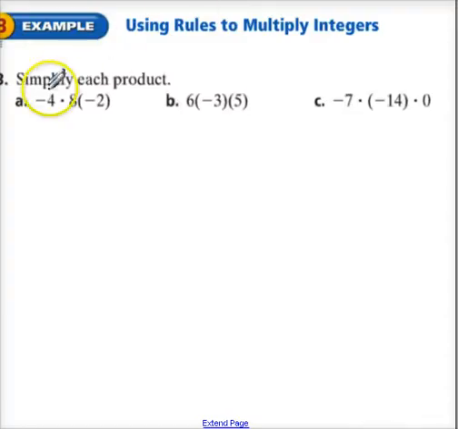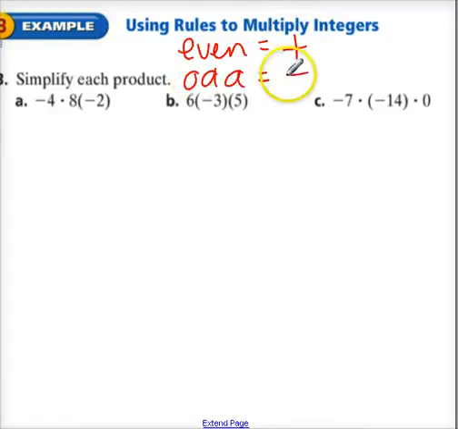How about if you have three numbers or integers being multiplied? Well, this time, if you want to know if your final answer is going to be positive or negative, count the number of negatives. If there's an even number of negatives, your answer will be positive because those negatives will cancel. If there's an odd number of negatives, your answer will be negative.